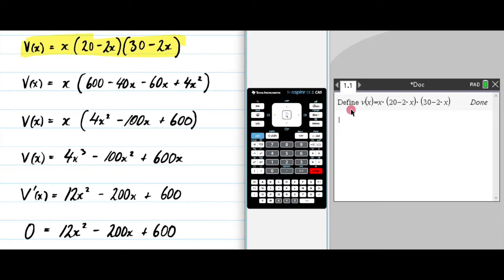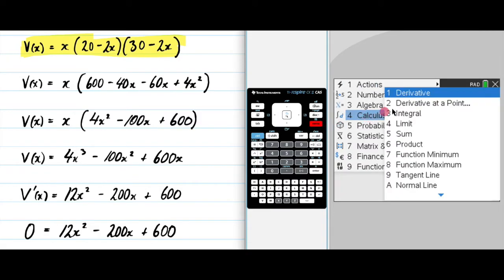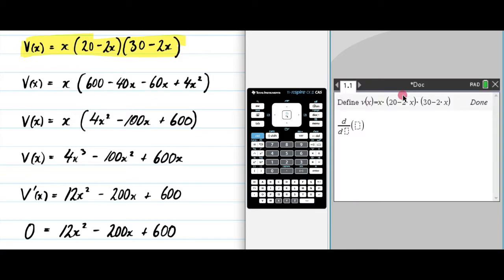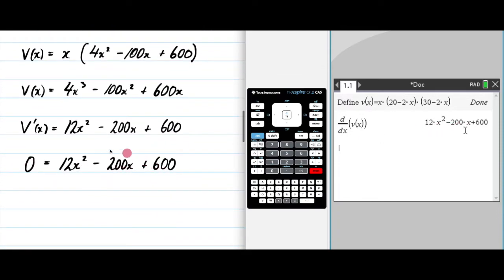So now what I'm going to do is differentiate that. So I'm going to go menu, calculus, derivative. Then I'm differentiating in terms of x, so I put an x there. And now I just have to go V of x. I can hit enter, and it just differentiated it for us. And as you can see, this right here is what we got here, 12x squared minus 200x plus 600. Remember, we got to this stage right here. We were able to do that.